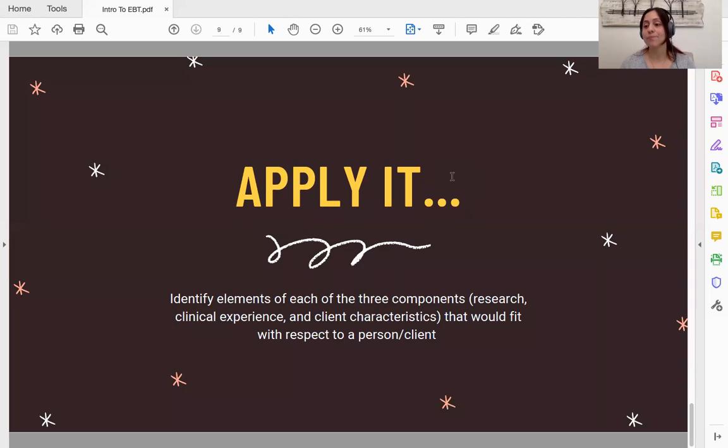So to finish, something that you might find helpful as you learn this new information is to practice applying it to a real person or a potential future client, and then work on identifying elements of each of the three legs: research, clinical experience, and client characteristics that would fit with respect to that person. And we'll continue to do this in class.